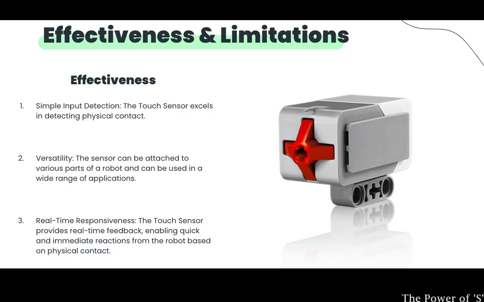Simple input detection: the touch sensor excels in detecting physical contact. We can use this for a robot. I hope you like this nice reflection of this image. The sensor can be attached to various parts and can be used to perform various applications. Now, the real-time responsiveness: the touch sensor provides real-time feedback, enabling quick and immediate reactions from the robot on physical contact. So you can program your robot with if-then statements. If physical touch is encountered, then deploy sound siren. Something like that. We're using the touch sensor to perform other tasks.